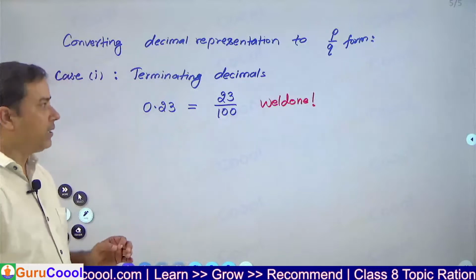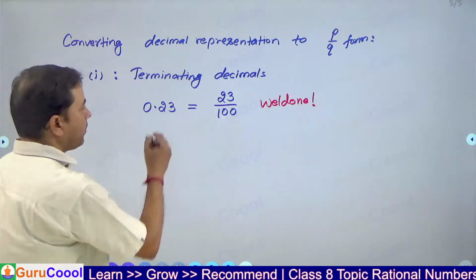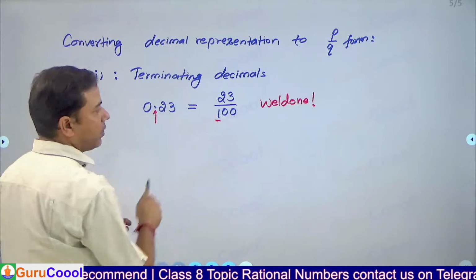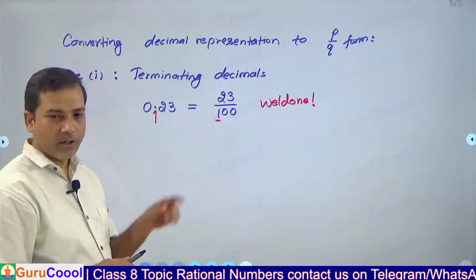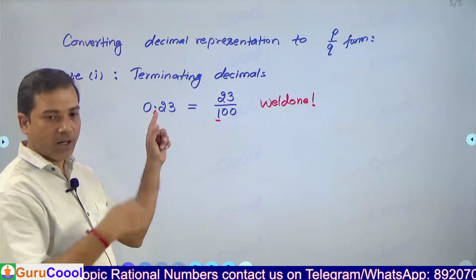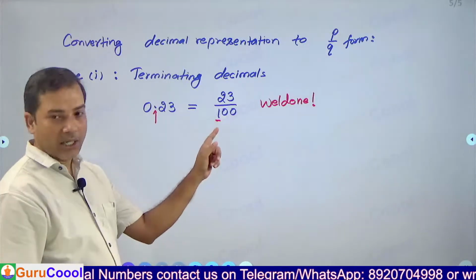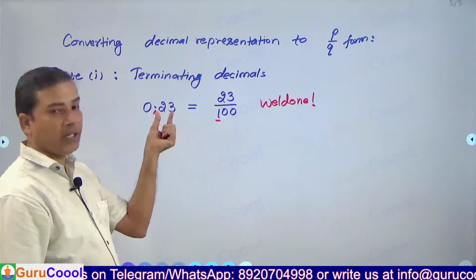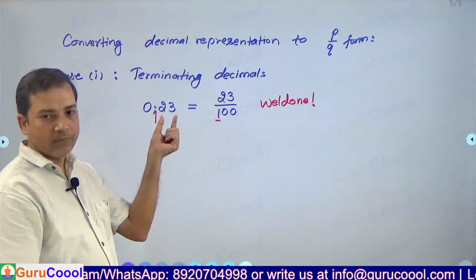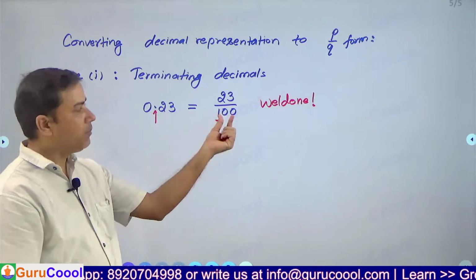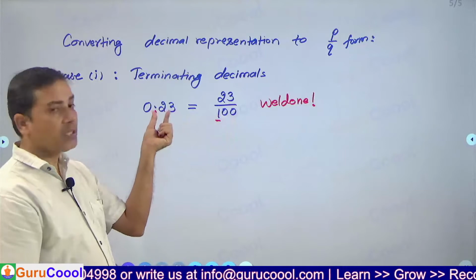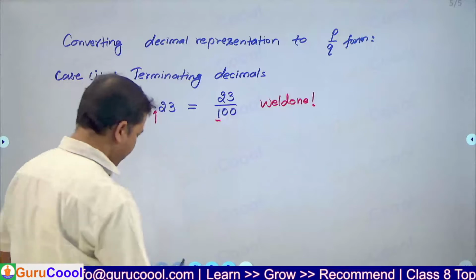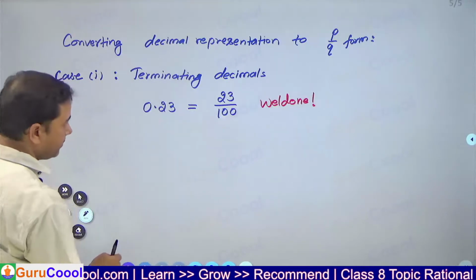So what's the method? Simply remove the decimal and write 1 in the denominator. Then count how many digits are there after the decimal, and put as many zeros as the digits after the decimal. Is that okay? Let's record it here.